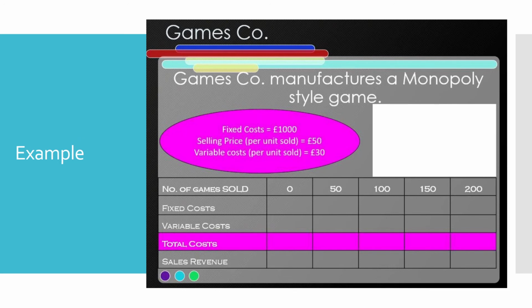So if we put some data in for the games company, which manufactures a Monopoly-style game. So we have fixed costs of £1,000. Selling price per unit sold is £50. Variable costs per unit sold is £30. So copy this table down and have a go filling it in.